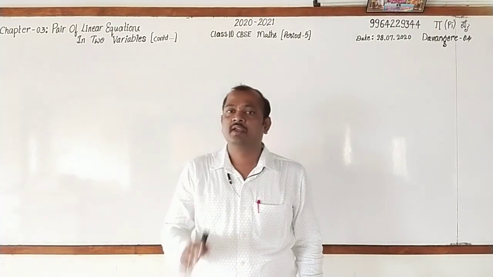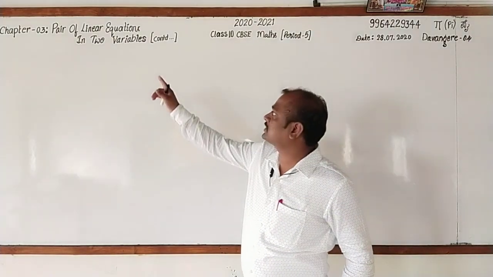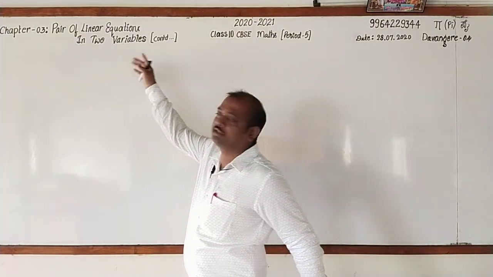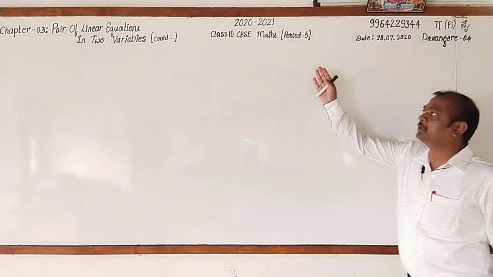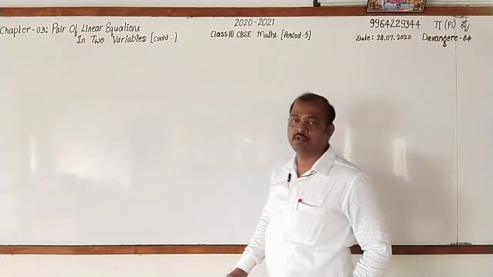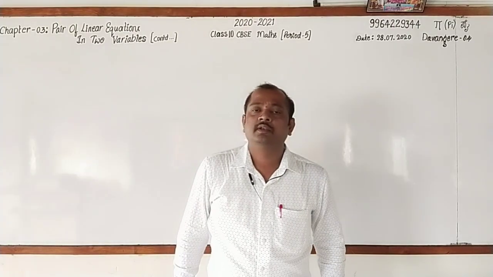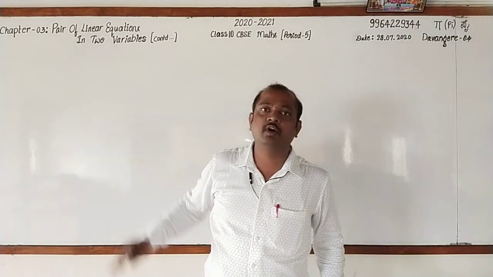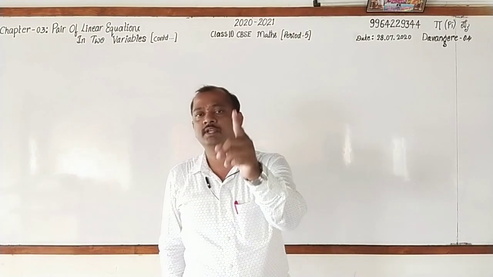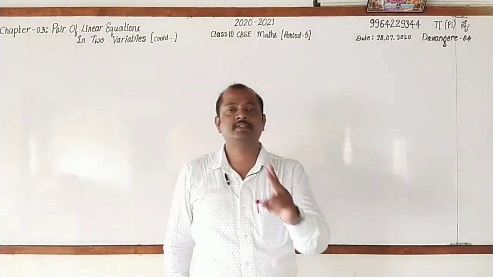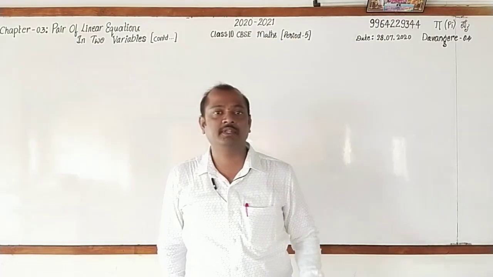Dear students, in today's class we are going to continue the chapter Pair of Linear Equations in Two Variables. Remember, this is the fifth period of this chapter. We know that linear equations in two variables can be solved by mainly two methods. What are those? Yes, one is the graphical method, and the second one is the algebraic method.